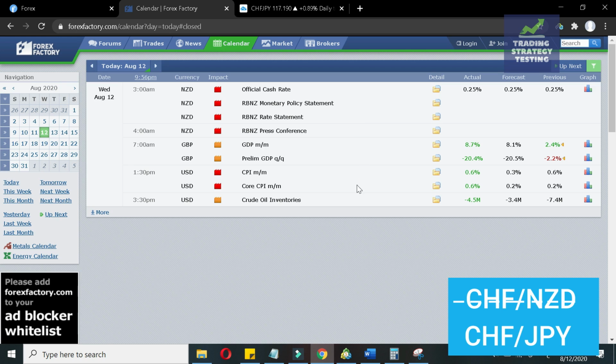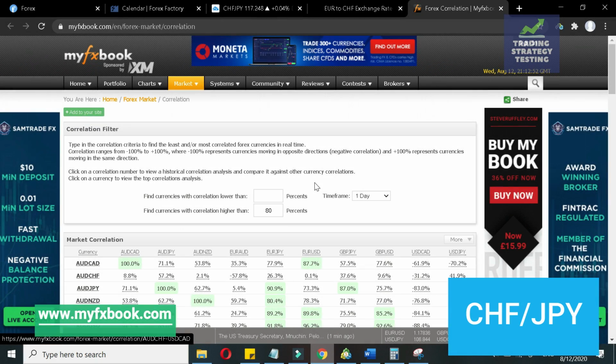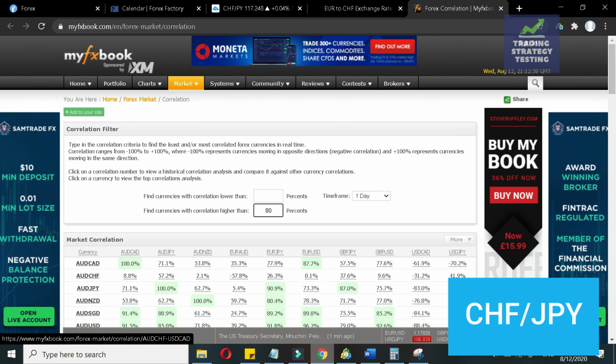Regarding the Swiss franc and Japanese yen, there are no major news about the currency, so we can choose to trade this pair today. To double confirm our choice, we all know that the Swiss franc has a strong relation with the euro, and the Swiss franc tends to rise against the other currencies when the euro does. So let's check which currency has the strongest correlation with the Swiss franc Japanese yen pair we have chosen to trade today.